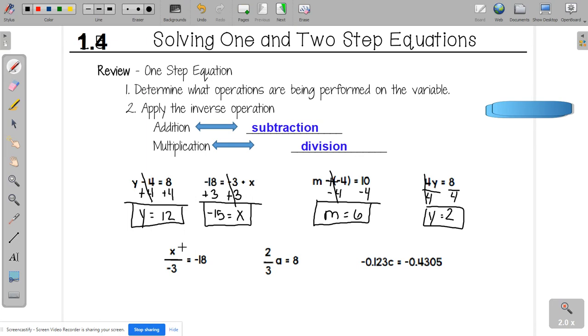Now let's look at x divided by negative 3 is equal to negative 18. Since we're dividing, we have to multiply both sides by negative 3. Cancels out, we're just left with x equaling negative 18 times negative 3. Negative and negative make a positive. We get positive 54.